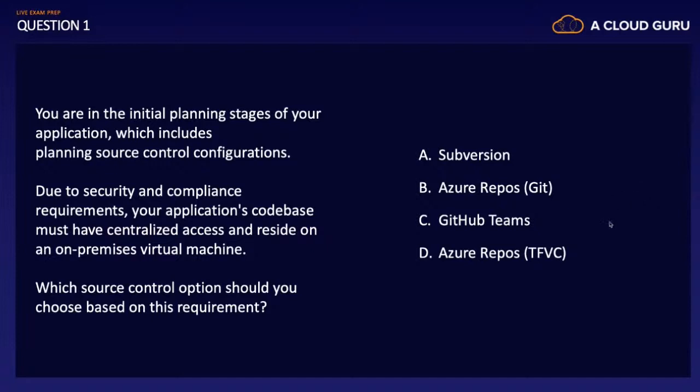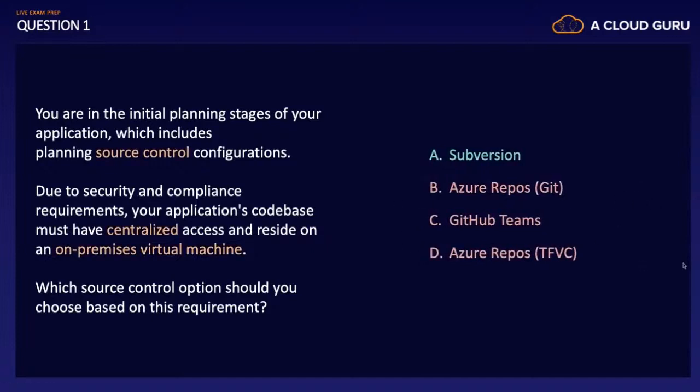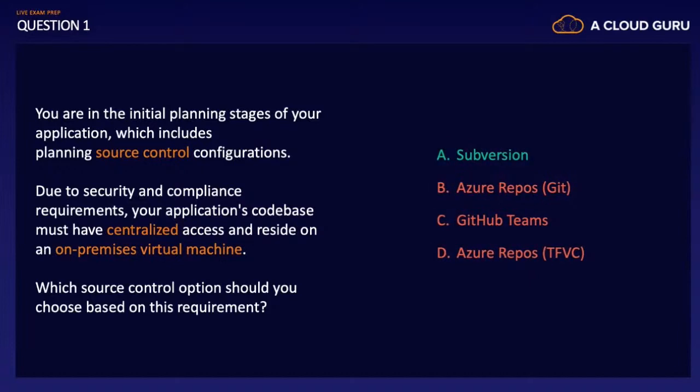Let's see what the correct answer is. Let's go ahead and walk through the relevant bits in the question. So in this question, there are 3 main pieces of information that are relevant to getting the correct answer. One is we need to choose a source control configuration. The source control configuration needs to be centralized access in nature, and this source control needs to reside on an on-premises virtual machine. So with those 3 pieces of information, we can first rule out GitHub Teams.